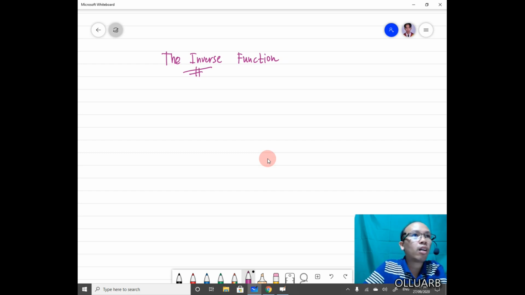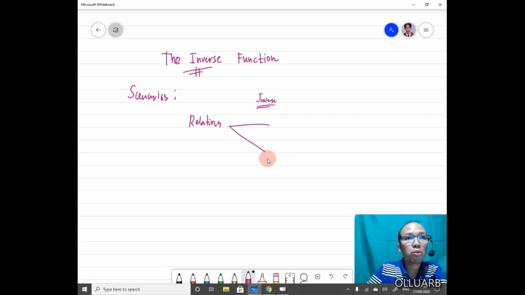Notice here, let's have some scenarios. There are relations that, if you get the inverse, the inverse will also be a relation, and it could also be a function.